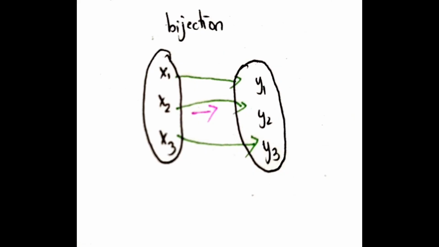Now we will proceed to the bijection. A bijection is the combination of injection and surjection. Here is the diagram of the bijection. As you can see, the domain and codomain are equal, with each one a unique function. For you to further understand, let us first have our example.